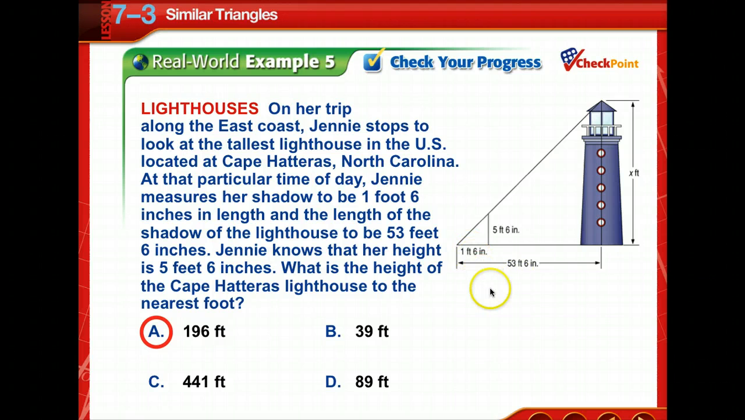I ended up with 18x is equal to 42,372 inches. I divide both sides by 18. I end up with 2,354 inches. When I divide that by 12, 196.16 feet. And they say round to the nearest foot, so 196 feet is the answer.